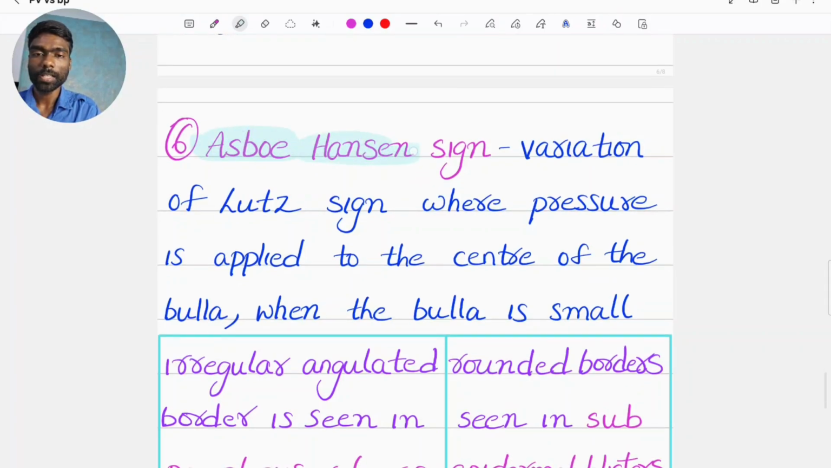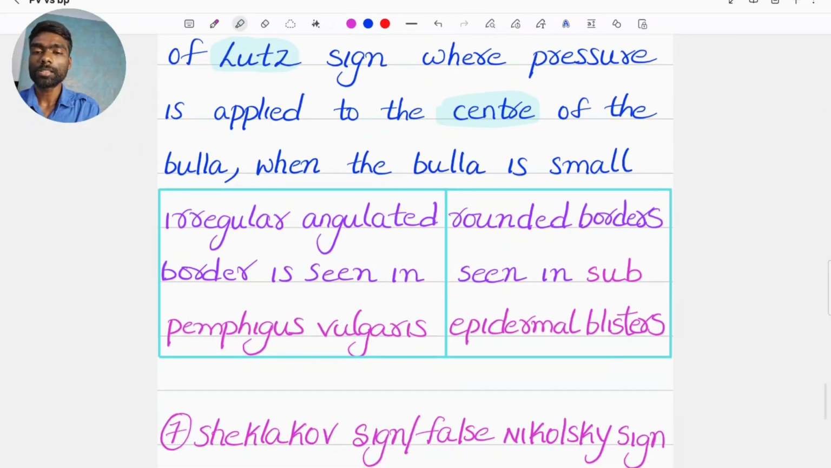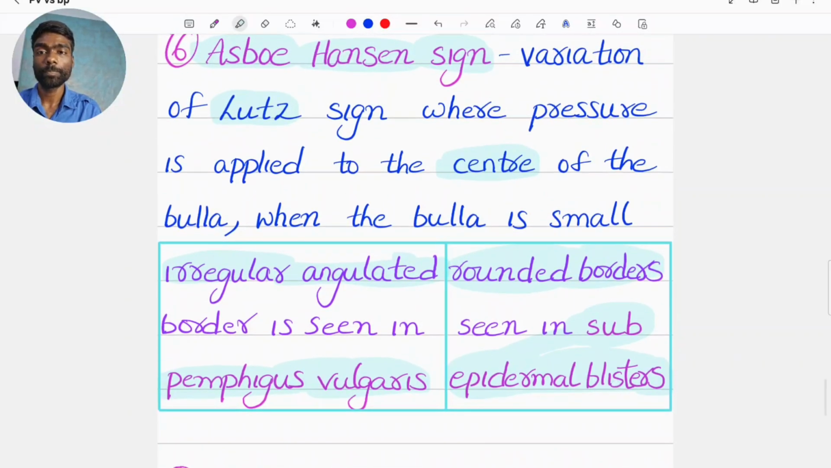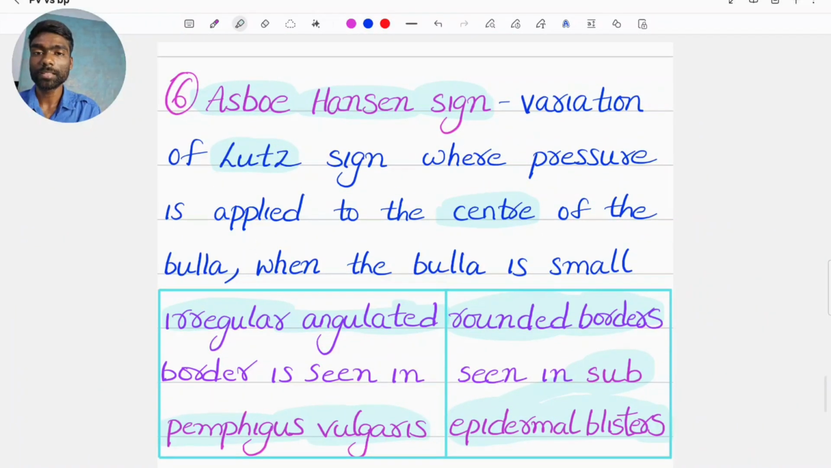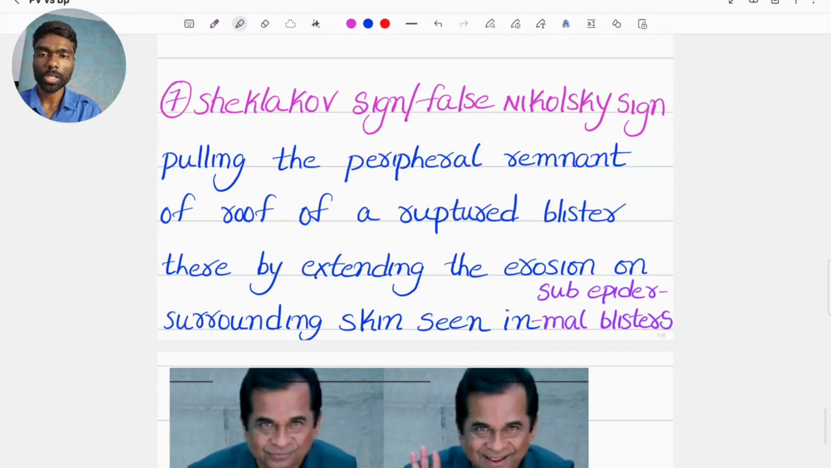Asboe-Hansen sign. It is nothing but just a variation of the Lutz sign. Here, when the bulla is very small in size, we will apply pressure on the bulla at the center. It will cause irregular angulated borders in Pemphigus vulgaris, rounded borders in subepidermal blistering diseases like Bullous Pemphigoid. If the borders are angulated, it is Pemphigus vulgaris. If it is round, subepidermal blister like in Bullous Pemphigoid. Asboe-Hansen sign, modification of Lutz sign or bulla spread sign. Both are performed on intact bulla.